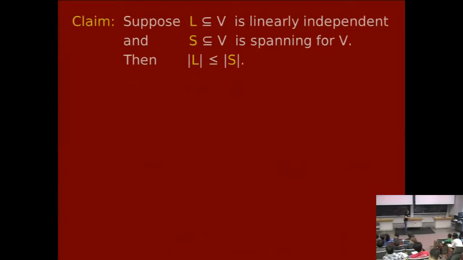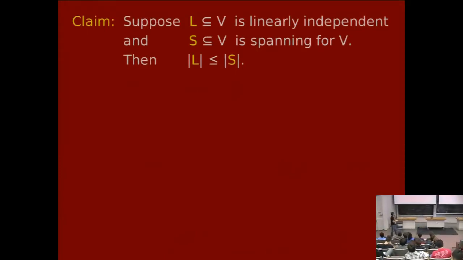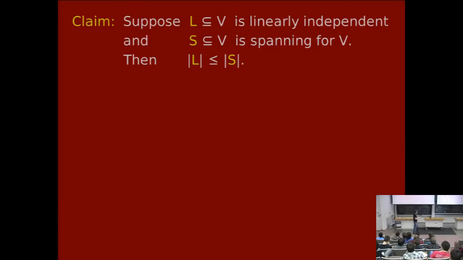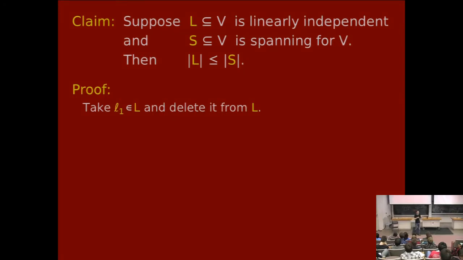Okay, so here's the claim that we're trying to prove. I'm going to go through this a little bit fast because it's somewhat boring and you may be used to it already. But if it goes too fast, then look at the lecture slides when we're done. The proof is sort of like an algorithm, which changes which vectors are in the set L and which vectors are in the set S.